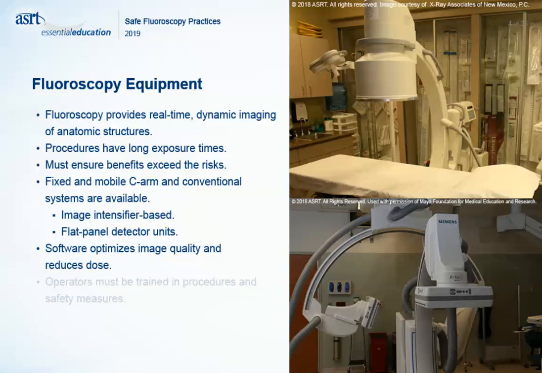All systems require operators to be trained in fluoroscopic procedures and methods to protect patients and medical personnel from unnecessary radiation exposure. The personnel operating these units must understand how to use the equipment safety features and adjust exposure settings to provide the highest quality images while keeping radiation dose to a minimum.